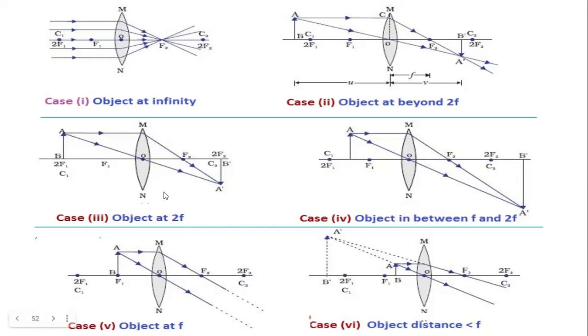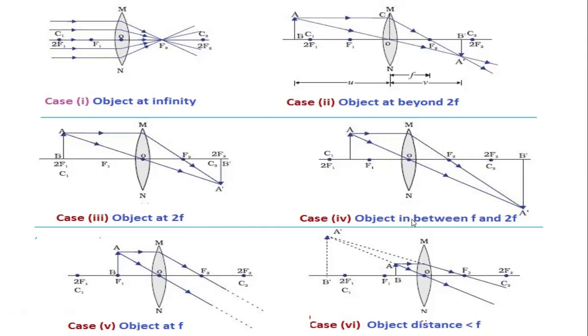In the third case, when object is placed at the point of center of curvature and the incident light rays are crossing the lens, the image will form on the other side of the lens at the point of center of curvature. So if the object is present at the center of curvature, the image will form by the convex lens on the opposite side of the lens exactly at the point of center of curvature.